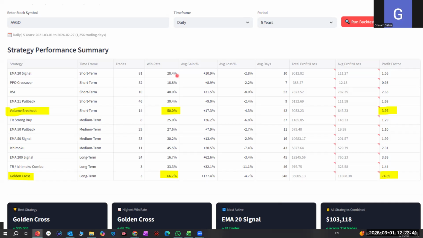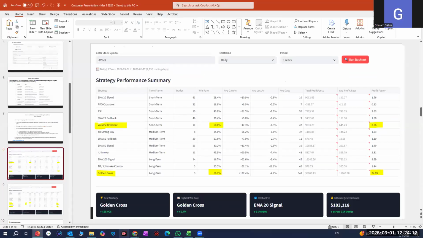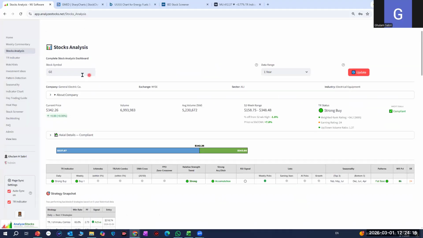What is profit factor? Profit factor is the ratio of the gross profit divided by the gross losses. In other words, on average, how much a winning trade gives compared to a losing trade. So a winning trade gives you 75 times a losing trade in the case of golden cross, and almost 4 times in the case of volume breakout for Broadcom. So let's check Broadcom, going back to our app straight away right here. Put Broadcom, AVGO, and update this.